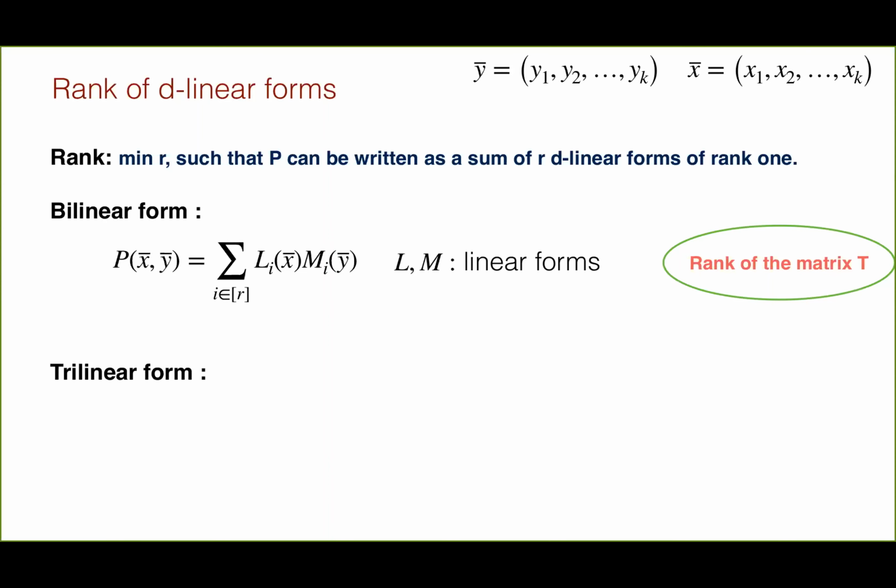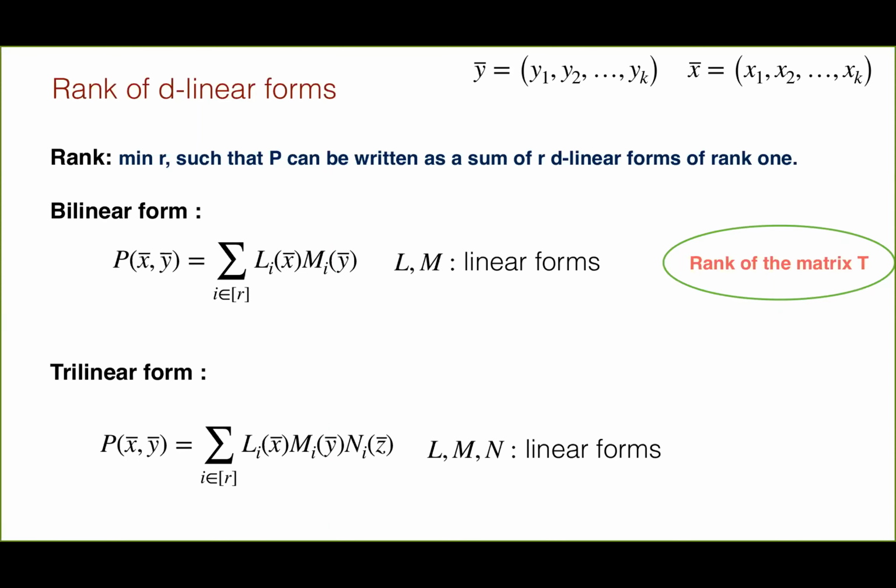Similarly, for a trilinear form, rank just means that we want to write P of x, y, z as a sum of a bunch of terms, and each term looks like a product of a linear function in x, in y, and in z. This precisely corresponds to the standard notion of tensor rank of the corresponding tensor T.